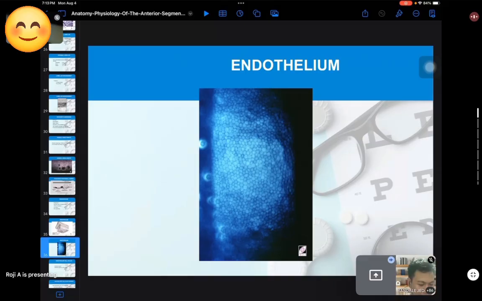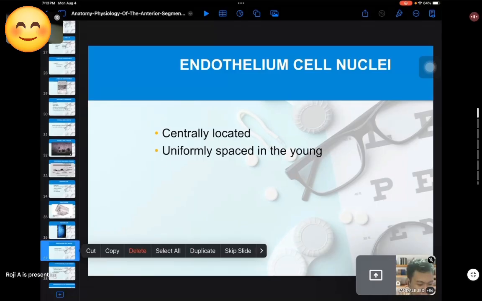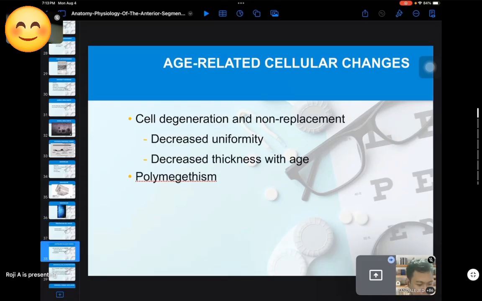And as a young individual, like the babies, you would know that their endothelial cells are all uniform. But as you grow older, as you mentioned, polymegathism, correct? And these are all age-related cellular changes. Meaning to say, as you get older, you change. If you age gracefully, then you're not ugly, right? But you get older, correct?